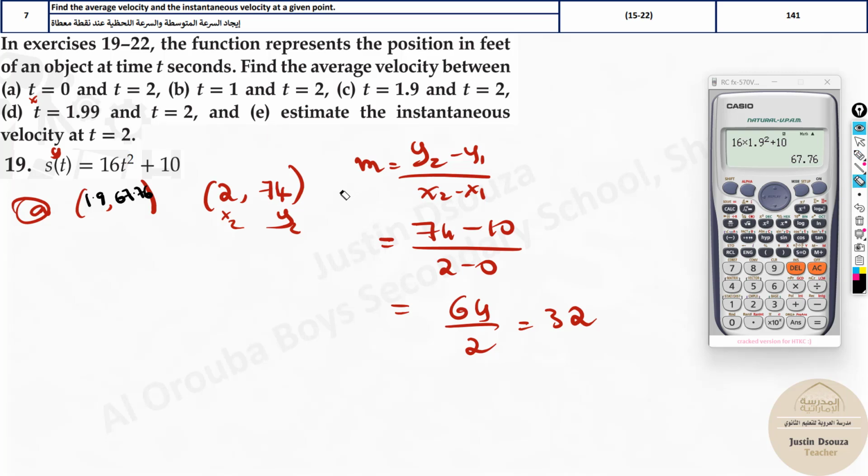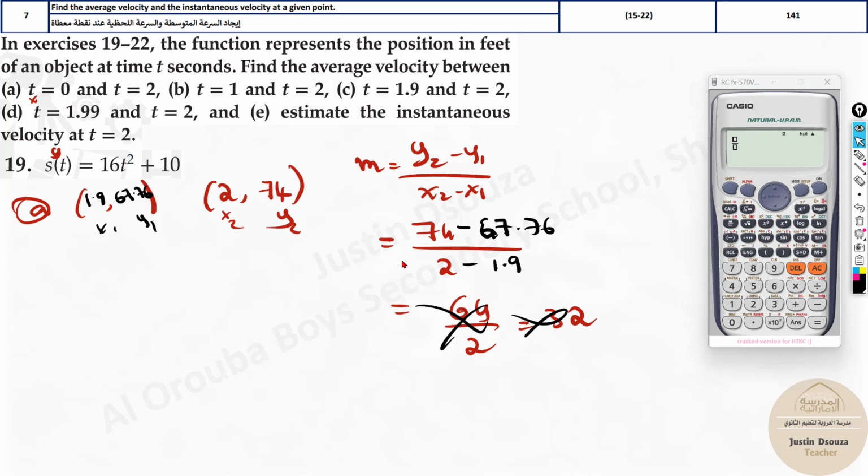Now just substitute over here. What changes is only x1, y1. These two values change. Okay, so x1, y1. So x2, y2 is 74, because 2 is the same, right? It's going to be the same. So y1 is 67.76 and x1 is 1.9. Put this in the calculator. This is the previous one. So all you need to do is put it in the calculator and you will get the answer.